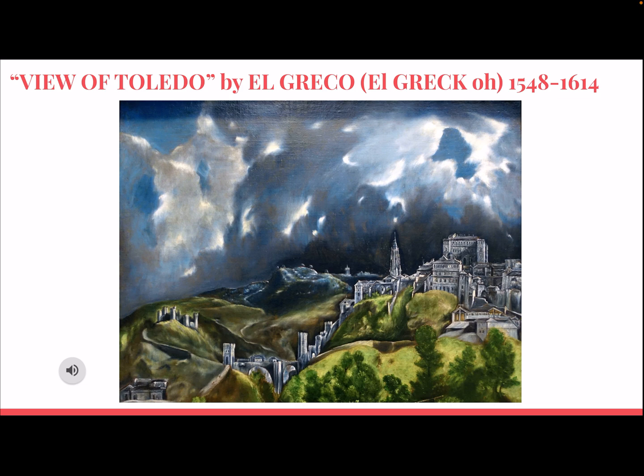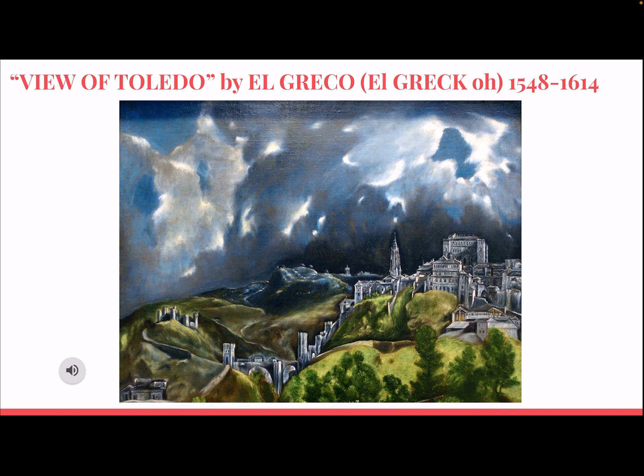View of Toledo by El Greco. The artist was named El Greco, which means the Greek. He was born on the Greek island of Crete. He painted Toledo, a very old city that is located on a high plateau in central Spain.